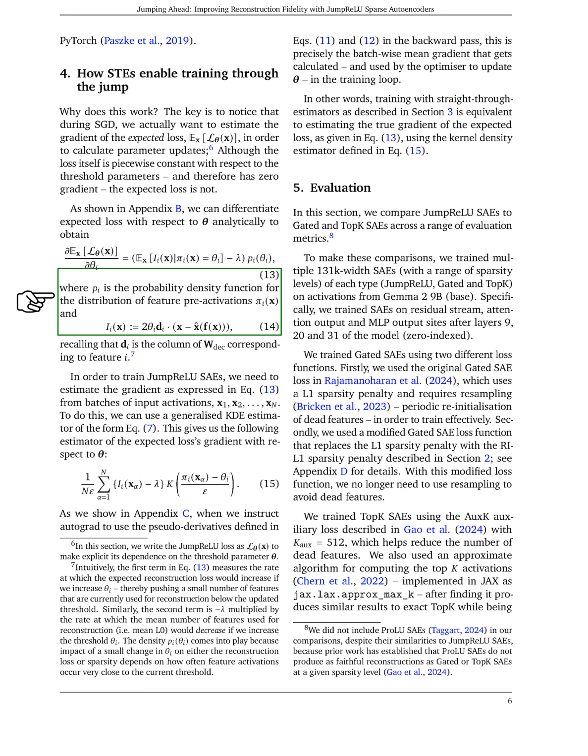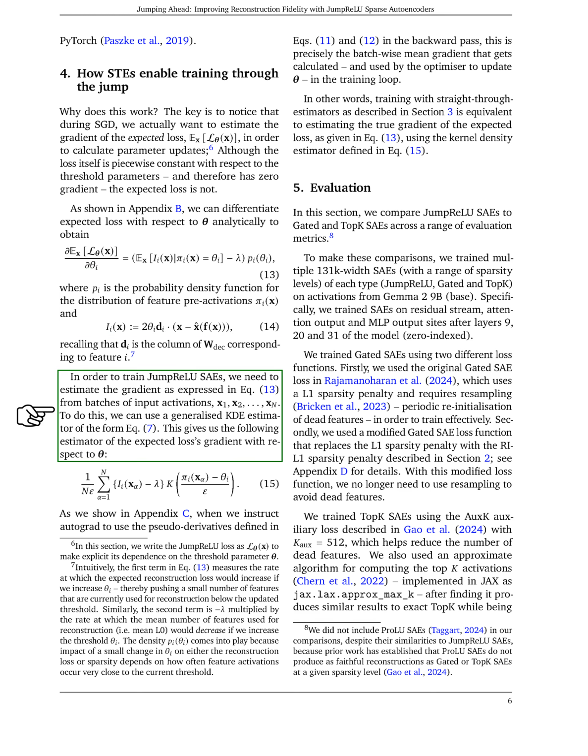We can analytically differentiate the expected loss with respect to the parameters to obtain a useful expression. Here, we note that the probability density function for the distribution of feature pre-activations plays a crucial role, and we also consider the specific column of our weight matrix that corresponds to each feature. To train JumpReLU sparse autoencoders, SAEs, we need to estimate the gradient based on batches of input activations.